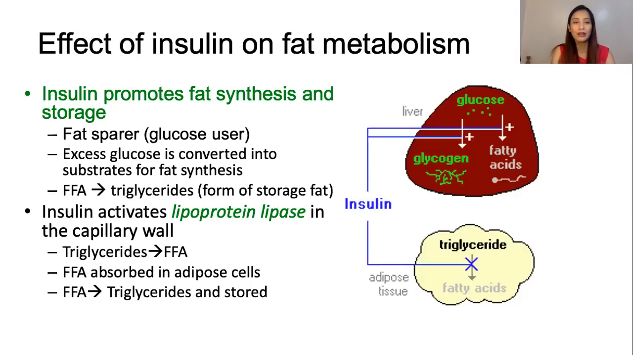So excess glucose is converted into substrates for fatty acids. As I mentioned earlier, your glucose is converted into free fatty acids in the liver, and the free fatty acids are the building blocks of your triglycerides, and triglycerides are a form of storage fat. So that's one of the ways by which insulin stores energy, aside from glycogen.